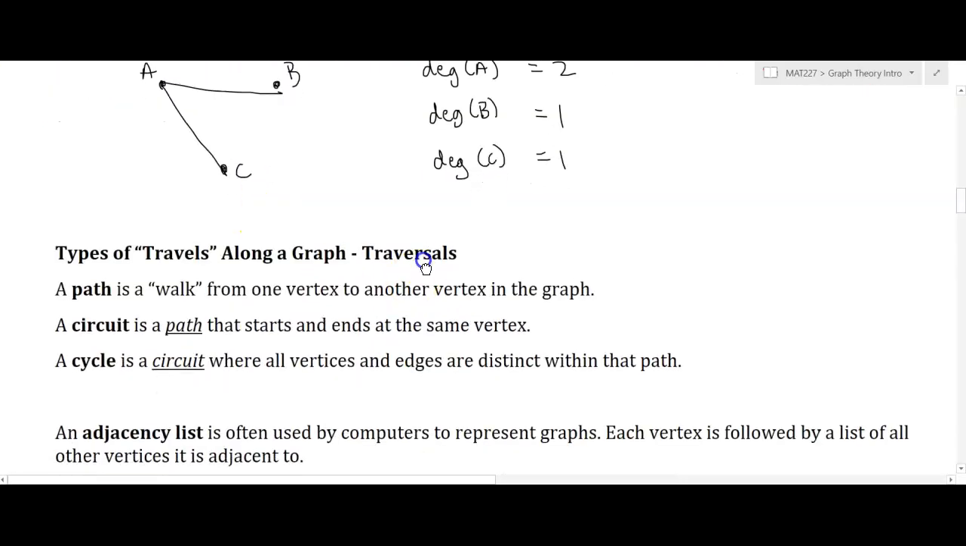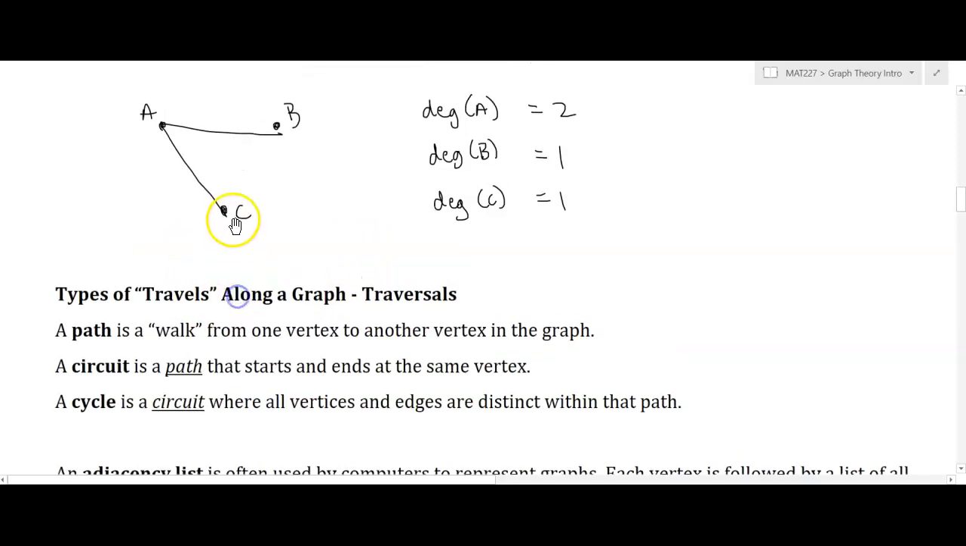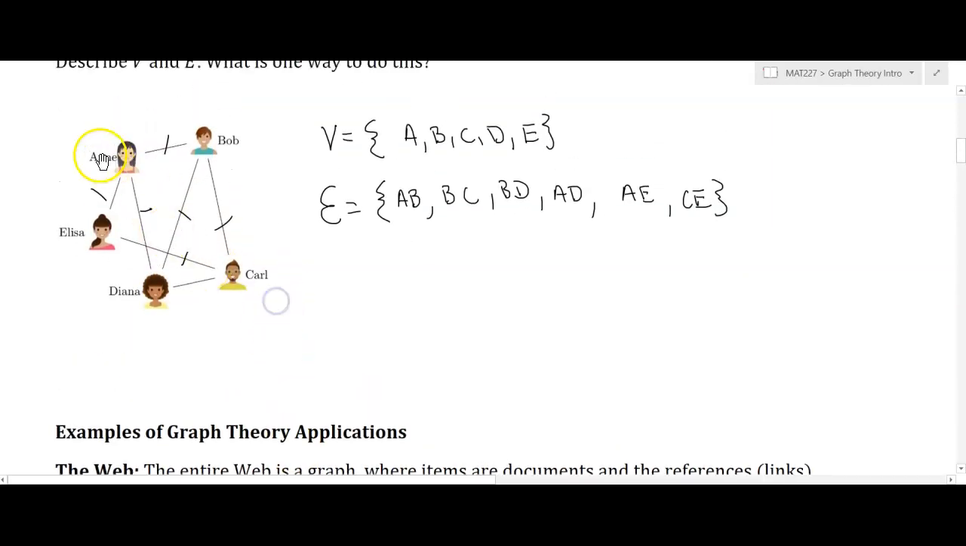Now, there are different types of travel that we can perform on a graph. Whether that actually represents physical motion or not is irrelevant when we're talking about traveling. For example, even in this graph, I could travel from Anne to Carl by way of, say, Diana: Anne to Diana, Diana to Carl.